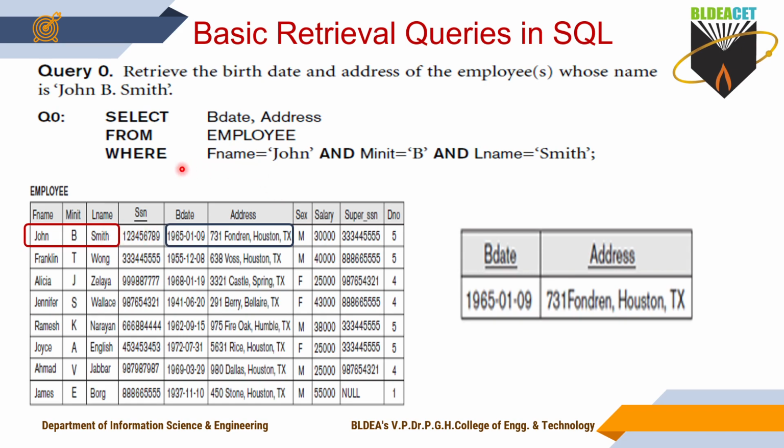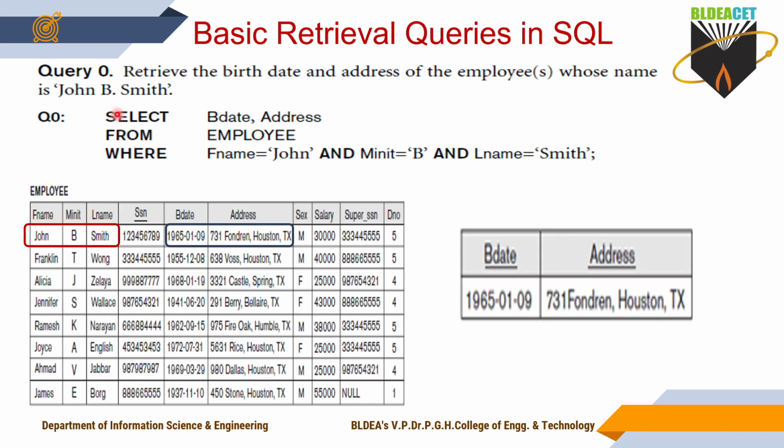Same thing, in the where clause you have to specify the condition. Where Fname equal to 'John', it is a string type, that's why you have to specify it inside the quotes, and Minit is 'B' and Lname is 'Smith' here. And at the end of the statement, you have to end with a semicolon here.